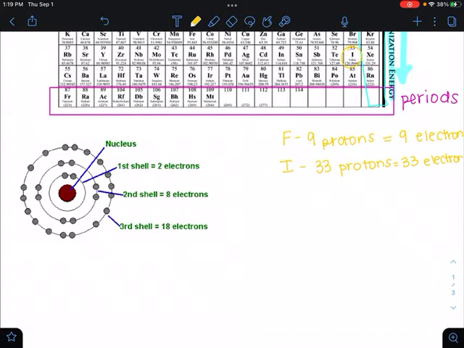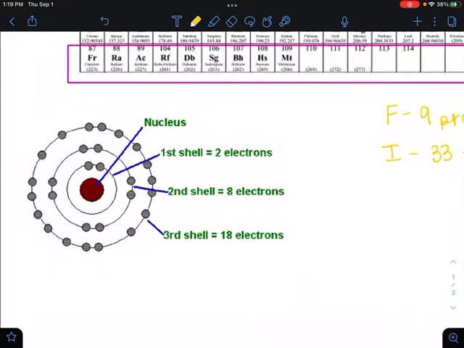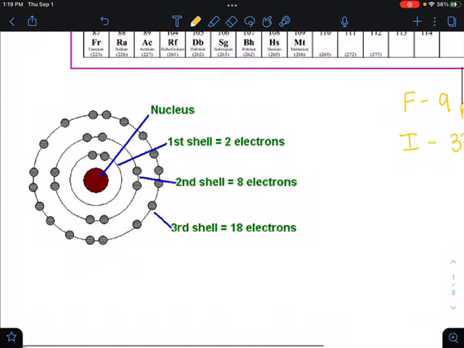So this is how atoms are organized. We organize electrons into shells. Now, electrons do not orbit the nucleus as if they were rings on a planet. That's not how they work. This is something we have created just to make it easier for us to learn. But electrons in real life are all over the place.